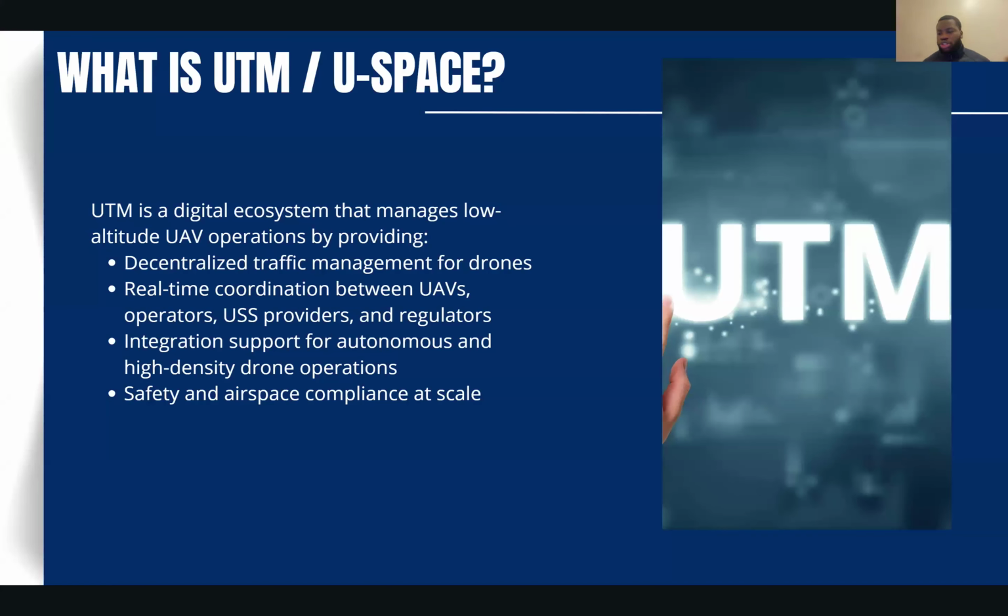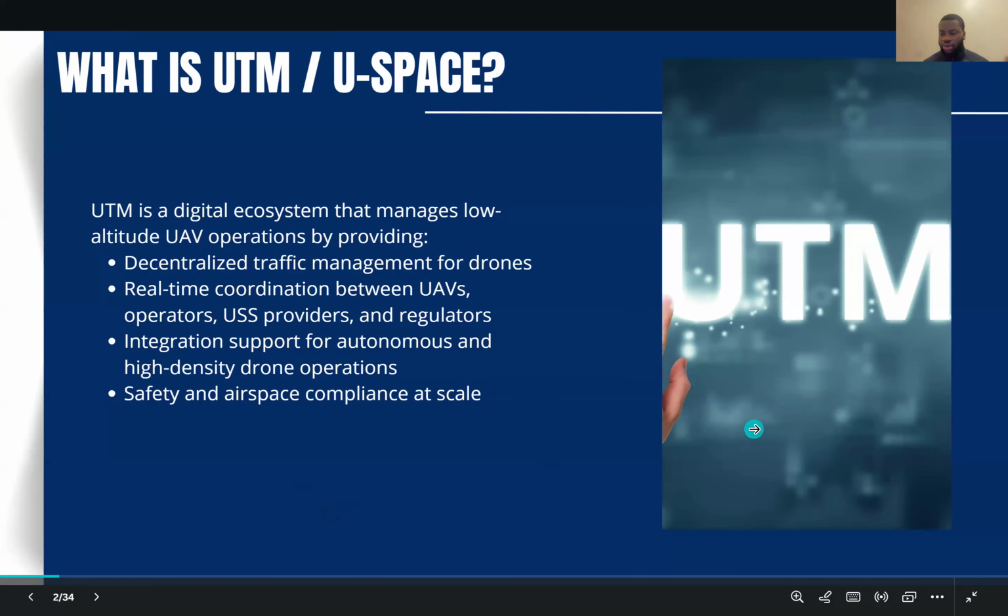To begin, UTM, or U-Space in Europe, is basically the digital ecosystem that manages low altitude drone operation. You can pretty much think of it as the centralized version of air traffic control, but made specifically for drones. It basically helps coordinate drone flights in real time, support autonomous and high density operation, and make sure that everything stays safe and compliant at scale. This system is what allows drones to operate safely in a busy environment, or maybe you can look at it as a complex environment. Now, on the next slide, we will look at the main goals of UTM and what it's designed to achieve.